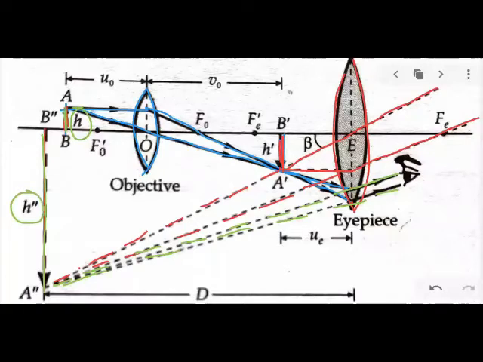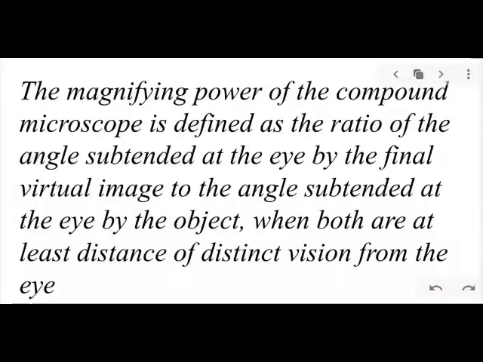Now let us discuss the magnifying power. The magnifying power of the compound microscope is defined as the ratio of the angle subtended at the eye by the final virtual image to the angle subtended at the eye by the object, when both are at the least distance of distinct vision from the eye.